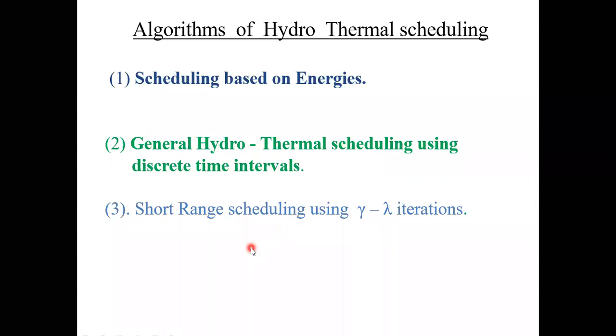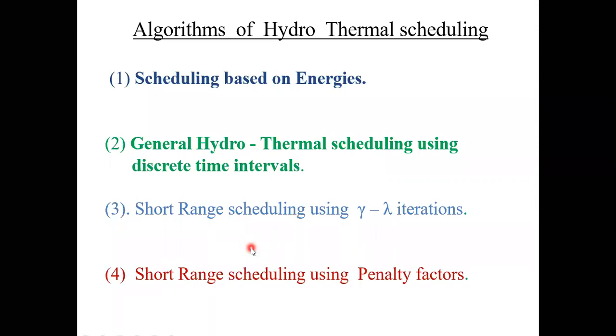This is one more algorithm. And the last one, we are very much familiar with, is nothing but using penalty factors. We already know the importance of the penalty factor, how to use it, and the formula for it. By using the penalty factor, we can solve hydrothermal scheduling. That is the fourth algorithm. So basically we have 4 types of algorithms. In the next week, we will consider the first one and the second one, and we will do some more problems on the third and fourth algorithms. This is the basic overview of the algorithms of hydrothermal scheduling.